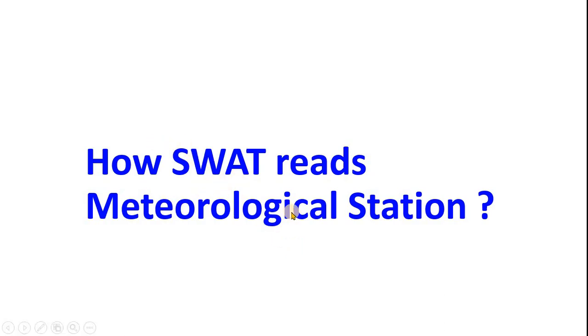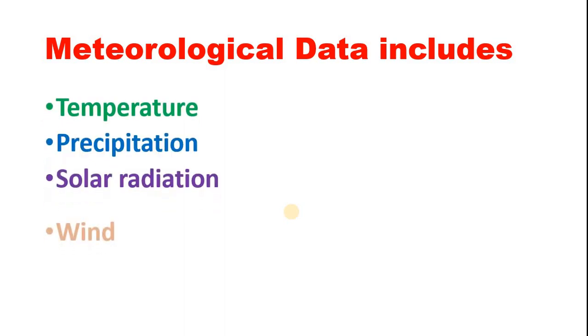How SWAT reads meteorological station data. First, let us know what the meteorological data are. Meteorological data are temperature, precipitation, solar radiation, wind, and humidity.